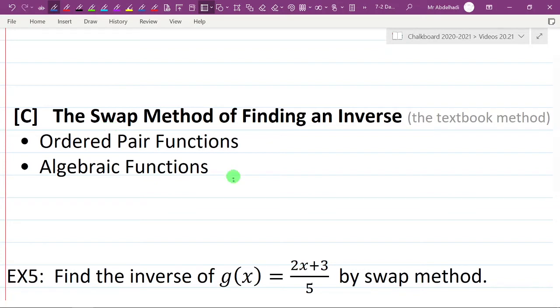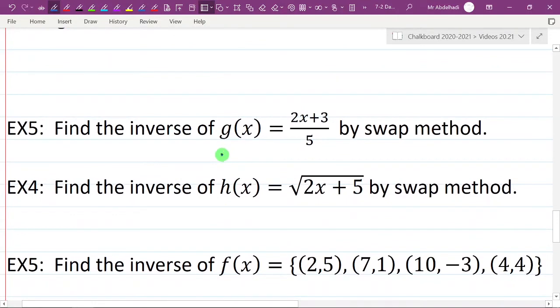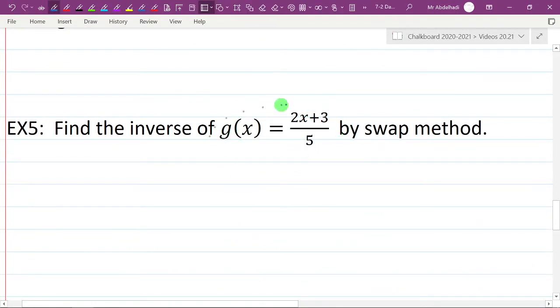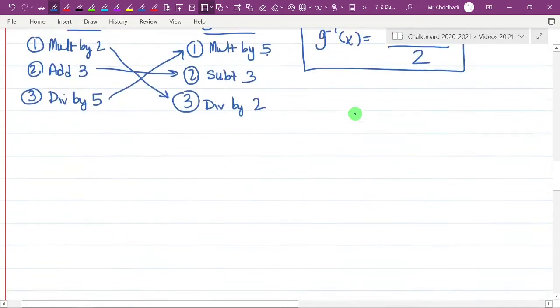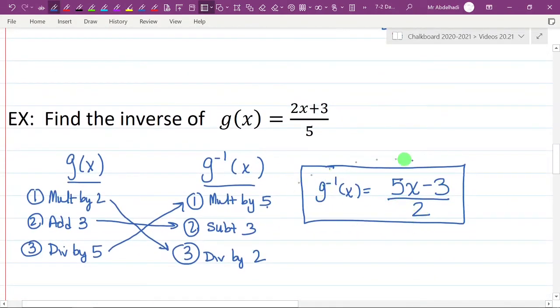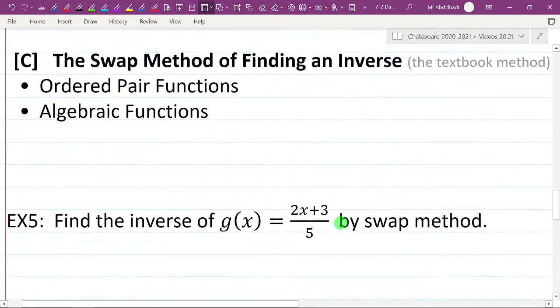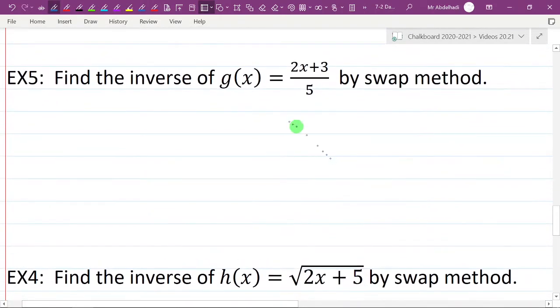How does the swap method work? Okay, well, we just did this problem a minute ago. We just did this problem using the verbal method, and we know the answer. There's the answer right there. Okay? So we already know what the answer is, but it's not about the answer, it's about the process. So let's do this using the swap method, and you'll see whether or not there's a big difference in the methods. Now, the swap method has 4 steps to it.